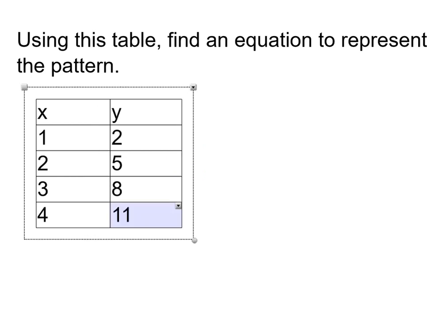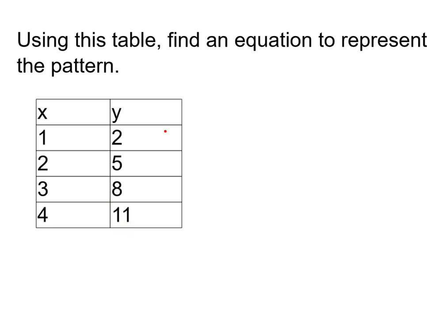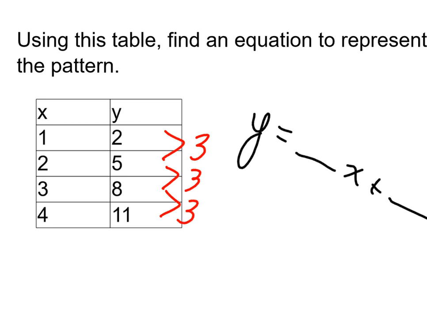Let's look at another one. Same idea. First step, always figure out what you're going up or down by. 3, 3, 3. Okay, so where does that go in your equation? That goes here. Now comes the tricky part. What's 3 times 4? 3 times 4 is 12, but your table says 11. What's 3 times 3? 3 times 3 is 9, but the table says 8. What's 3 times 2? 6. The table says 5. What's 3 times 1? 3, but the table says 2.